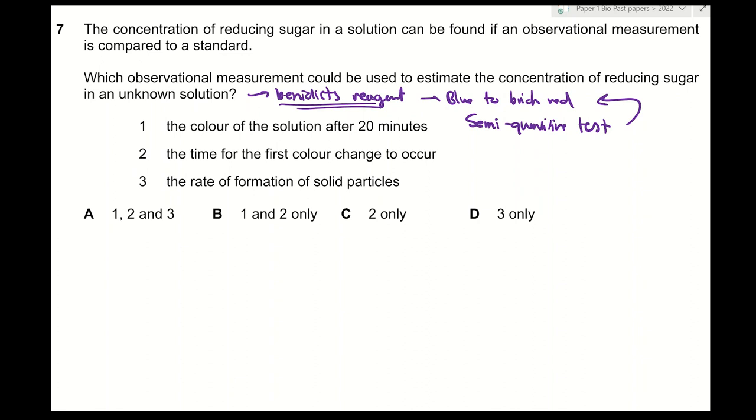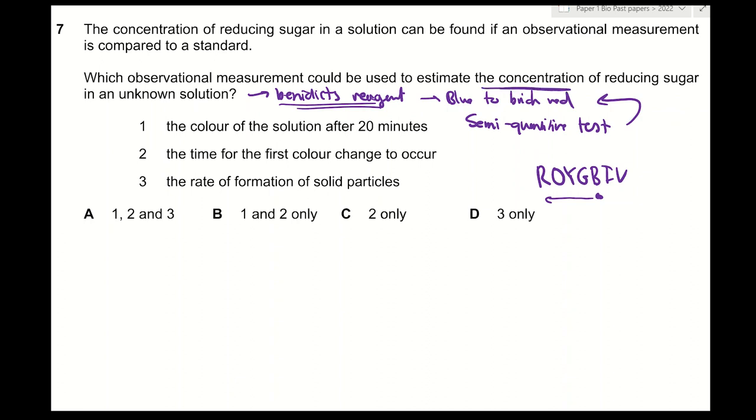As we all know, let's draw ROYGBIV. The color change for Benedict's reagent starts at blue, and as we go further toward red, the reducing sugar concentration keeps increasing. Therefore, green to yellow, to orange, to red, this means that the concentration of reducing sugar increases. This means that it could be used to estimate the concentration of reducing sugar depending on the color present.